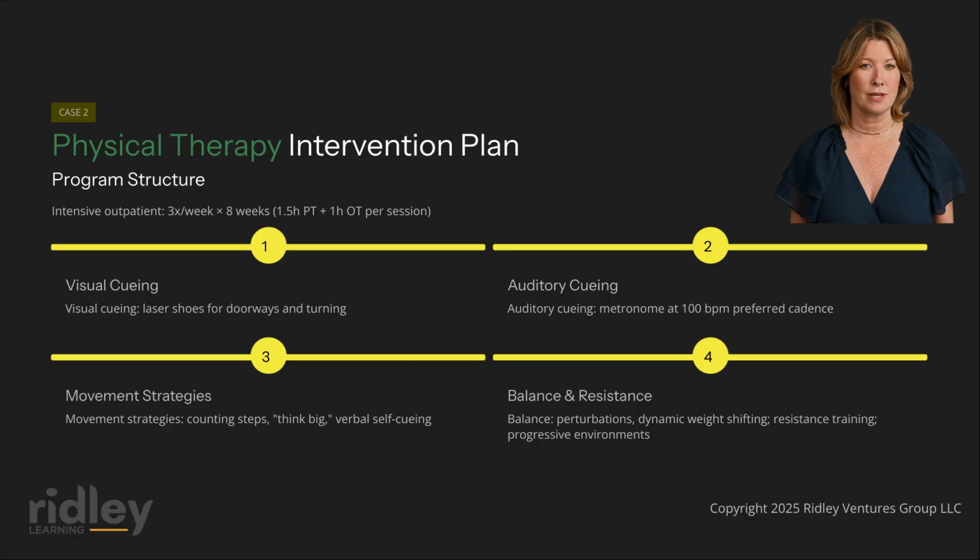Balance training incorporates perturbation exercises to improve reactive balance responses, dynamic weight shifting, and functional tasks requiring balance control during transitions. Resistance training addresses lower extremity strength, which assessment revealed to be below age-expected norms. Gait training incorporates practice in challenging environments progressively introduced, including doorway navigation, turning in confined spaces, and walking with cognitive dual tasks once single-task performance improves.